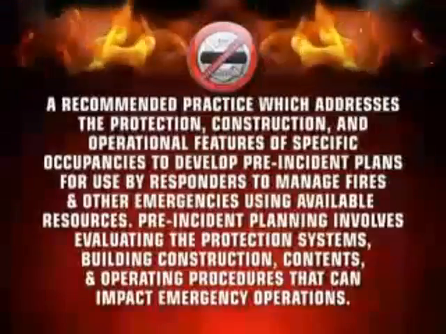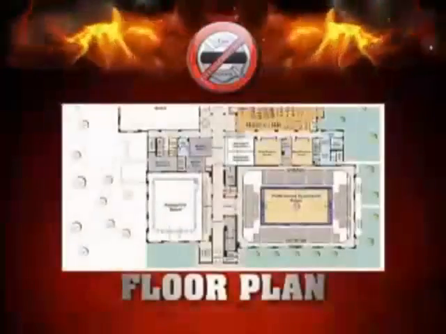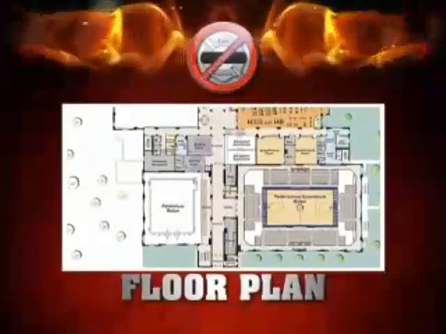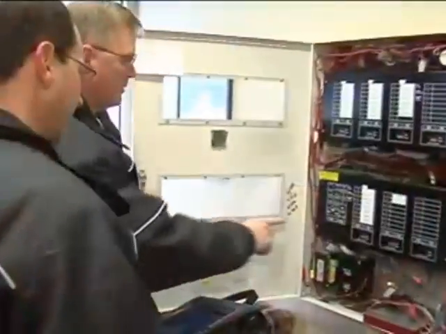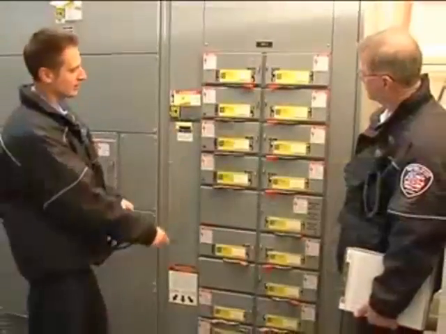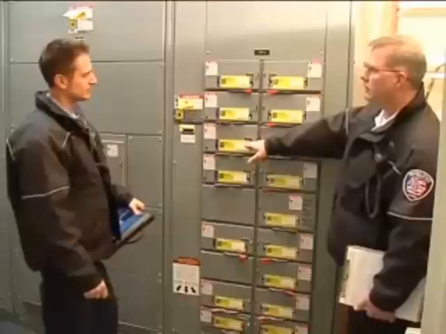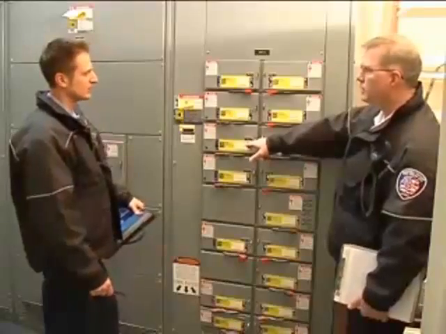There are several types of pre-incident plans that will help firefighters. They are a floor plan. This includes the layout of each floor, location of fire protection systems and alarm panels, and the location of utility and/or maintenance rooms, specifically gas, electric, and water shutoffs.